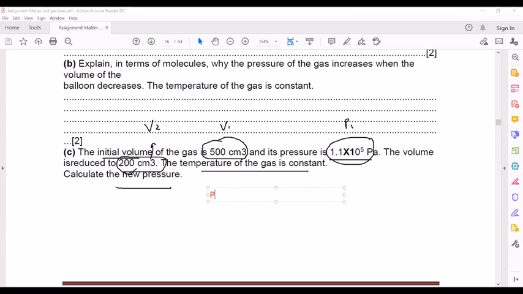So we have the formula P1 V1 = P2 V2. First pressure multiplied by first volume is equal to second pressure multiplied by second volume. First pressure is 1.1 × 10^5, multiplied by the first volume. What was the starting volume? That's 500, equal to P2, the second pressure, which we don't know, and the second volume is given as 200.